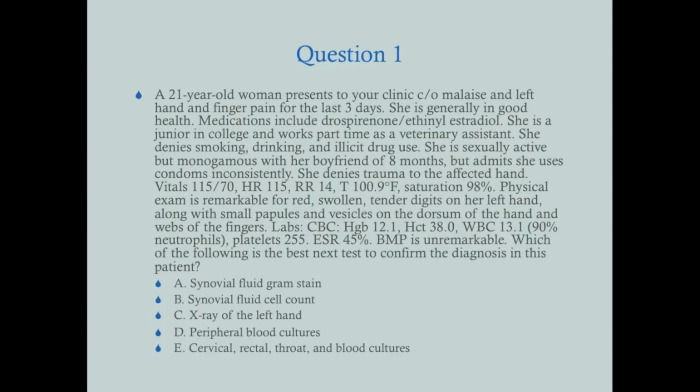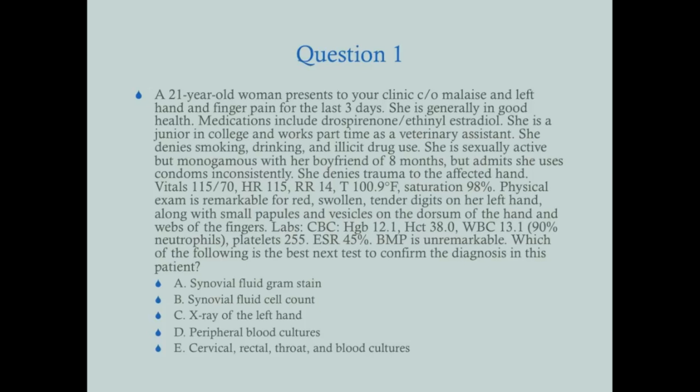Question number 1 gives us a 21-year-old woman presenting to your clinic complaining of malaise and left hand and finger pain for the last 3 days. She is generally in good health. Medications include drospirenone ethinyl estradiol, which is an oral contraceptive. She is a junior in college and works part-time as a veterinary assistant. She denies smoking, drinking, and illicit drug use. She's sexually active but monogamous with her boyfriend of 8 months, but admits that they use condoms inconsistently. She denies trauma to the affected hand.